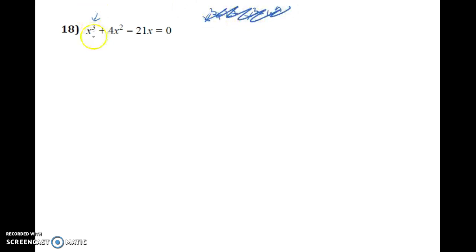So now I've got to look at each term and notice that there is a common factor of x among the three terms. I'm going to pull that GCF out and then recognize that if I want to get an x cubed back, this should be x squared. If I want to get 4x squared back, and I've got the x out here, I need a 4x. And then if I want to get negative 21x, and I have an x out here, I need a negative 21.